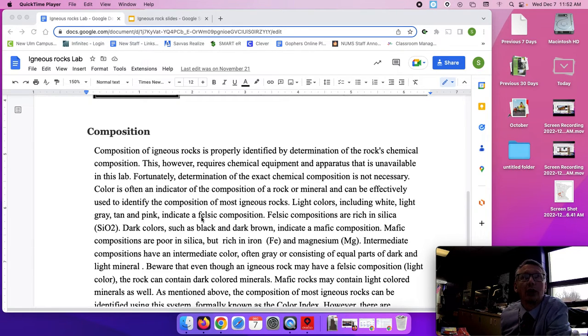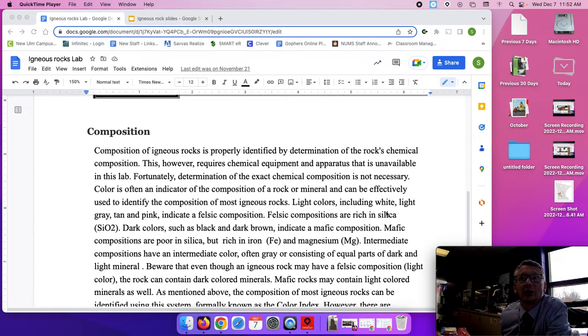This, however, requires chemical equipment and apparatus that is unavailable in this lab. Fortunately, determining the exact chemical composition is not necessary. Color is often an indicator of the composition of the rock or mineral and can be effectively used to identify the composition of most igneous rocks.